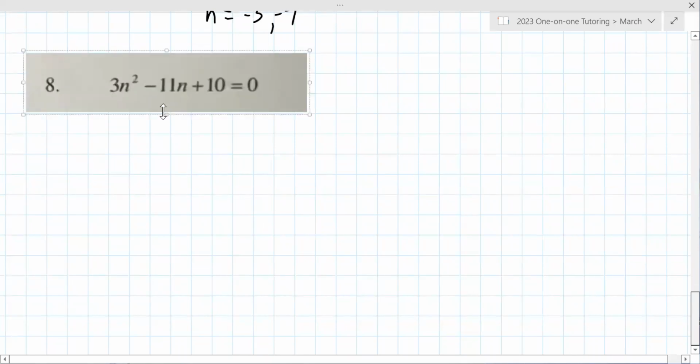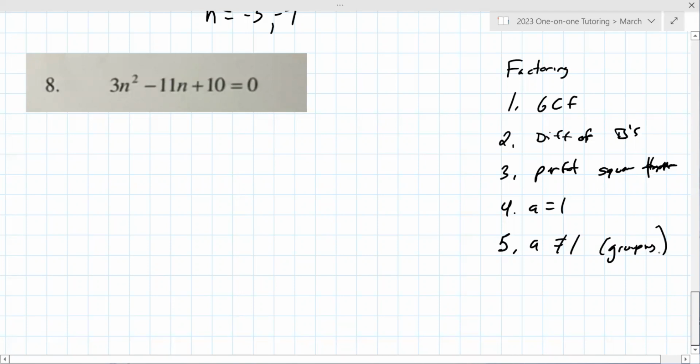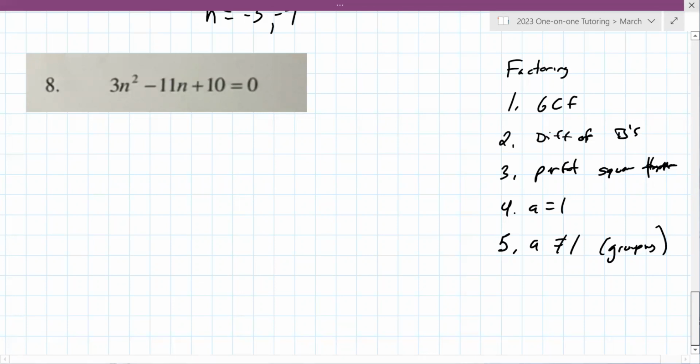Just as a review, in terms of the type of factoring that you will see, that list is greatest common factor, then difference of squares, then generally a perfect square trinomial, then a equals 1. We've been doing a bunch of those today. And then this one is the a not equal to 1, or what's called grouping. And that's the next one here.